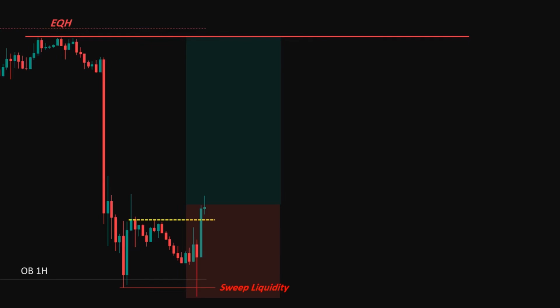Now, how do I enter? Well, I could enter anywhere in this range. But where would my stop loss go? Technically, it should be under the protected low. And the target would be that high. This setup gives us more than a 2 risk to reward, so it's a valid trade.